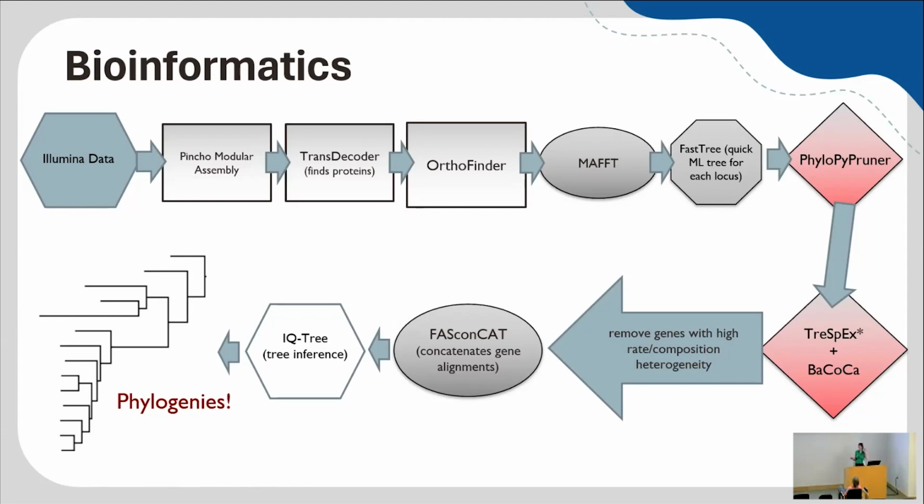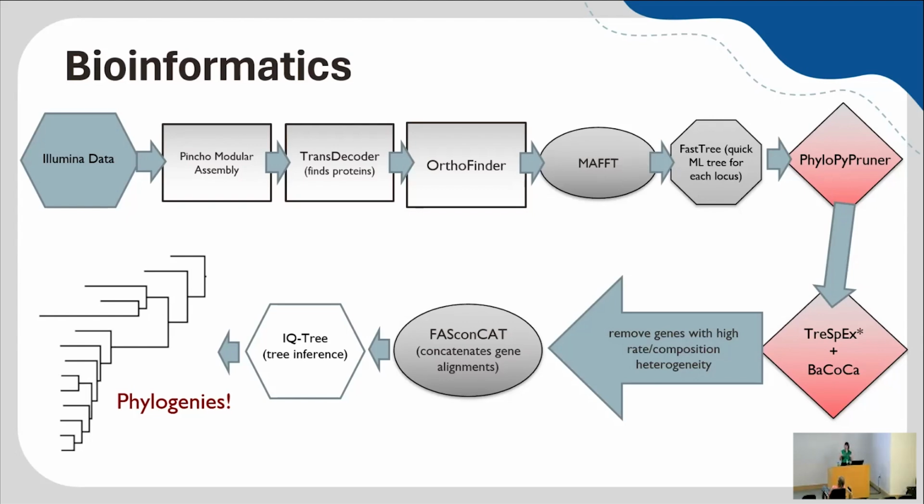So once we have all of the transcriptomes assembled, corrected, whatever we're doing, I used the Pincho modular assembly. This is a really cool program that you can do some pre-processing, multiple assembly methods to build a consensus assembly, and then some post-processing. And I can go into details further if you are interested afterwards. I've identified the protein coding open reading frames in TransDecoder, put it through OrthoFinder to find orthologous genes, aligned them, and then built quick maximum likelihood trees for all loci.